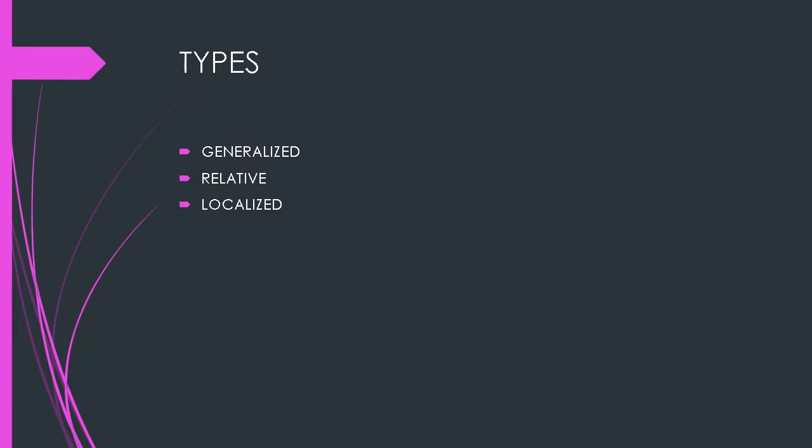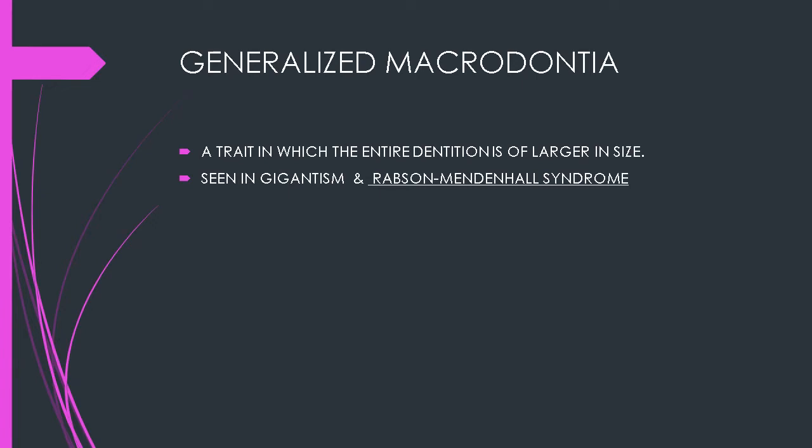Now, macrodontia also has three types. Number one is generalized, the other is relative, and finally the localized. Let's take each one of them. So our first type is generalized macrodontia.